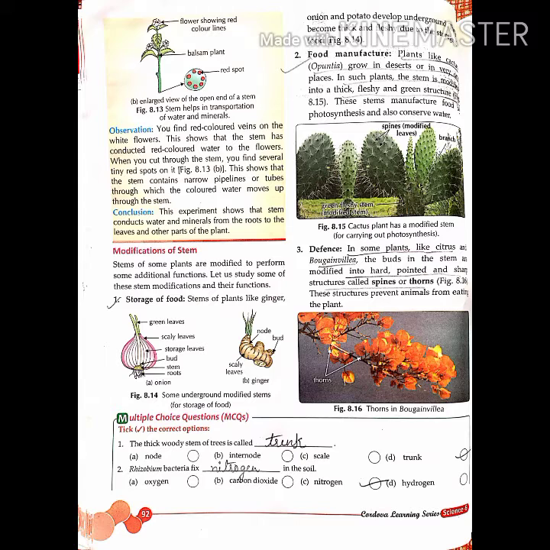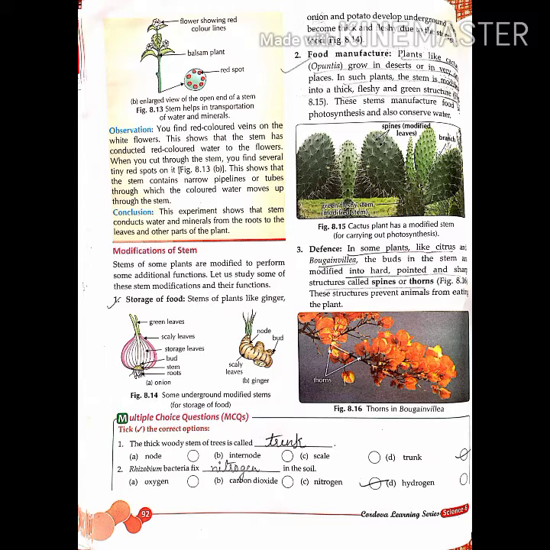कैसे? ये ना वहाँ पे spines, this stems converted into spines, कांटे बन जाते हैं. So it will protect the plants or prevent animals from eating. कांटे हैं तो animals उसको खाएंगे नहीं, obvious सी बात है. So the stems act as a defense purpose also. So here is the modification of stems like storage of food, food manufacture and defense purposes.